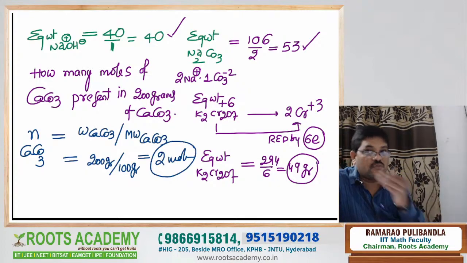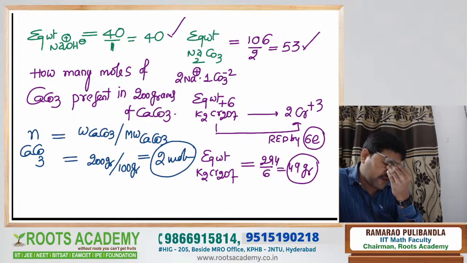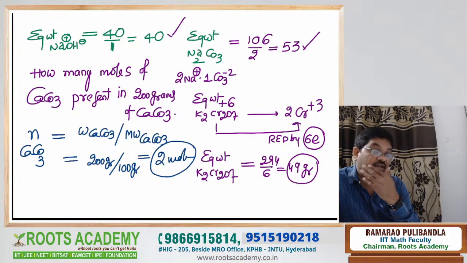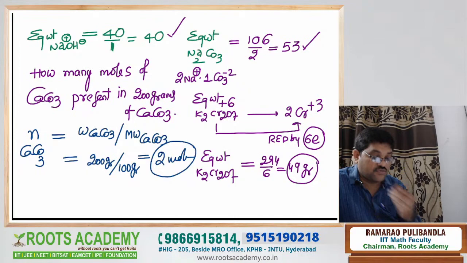So what is the formula for number of moles? Given weight divided by molecular weight. That means 200 by 100, which becomes 2 moles.